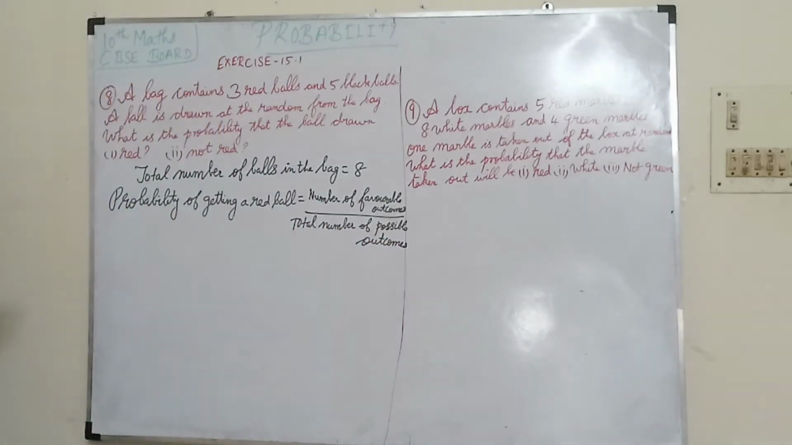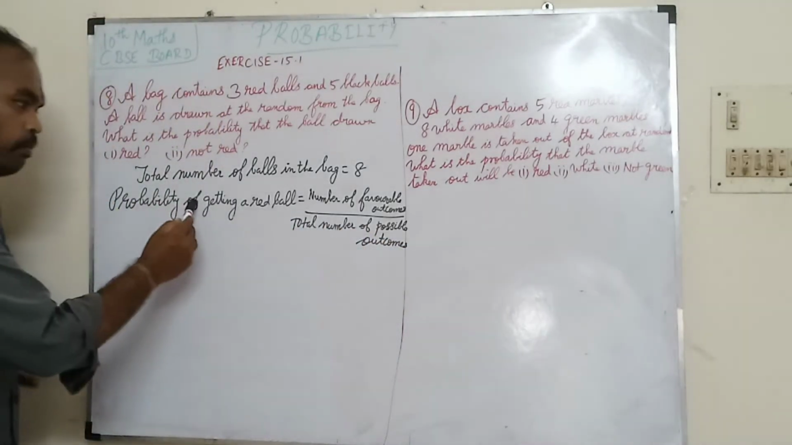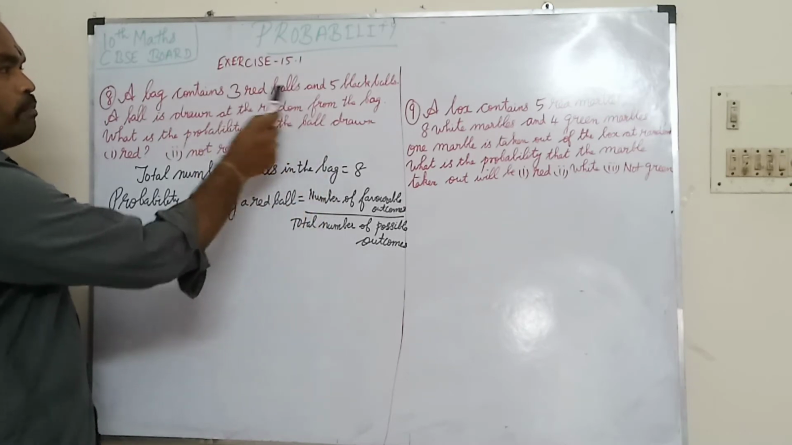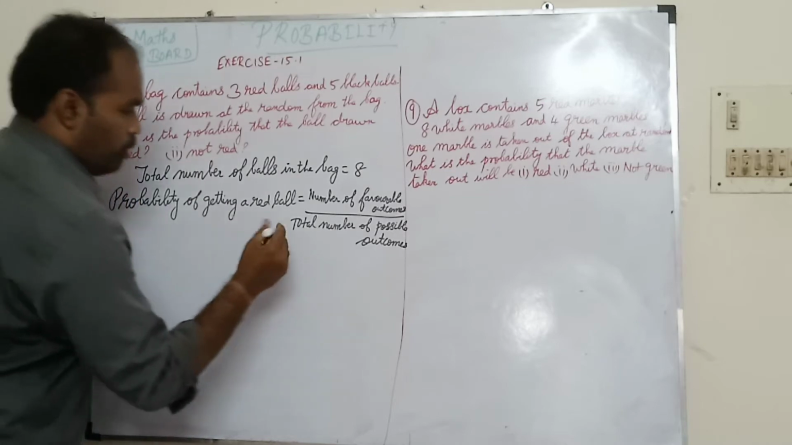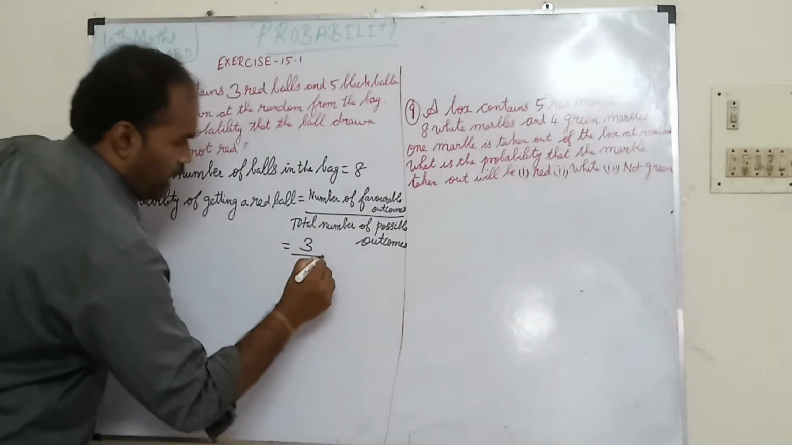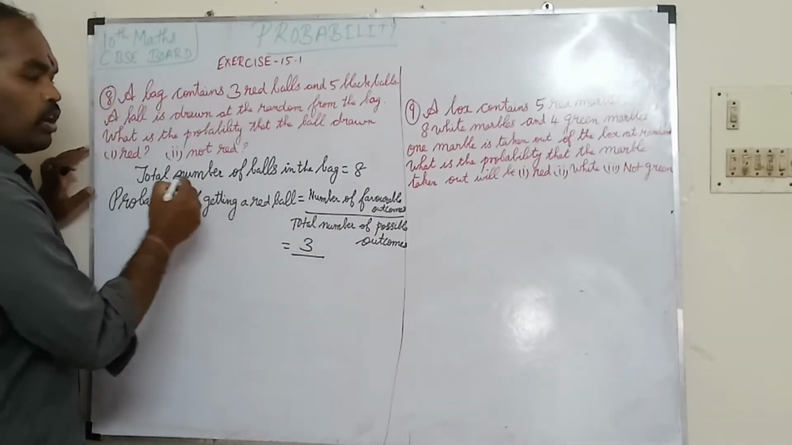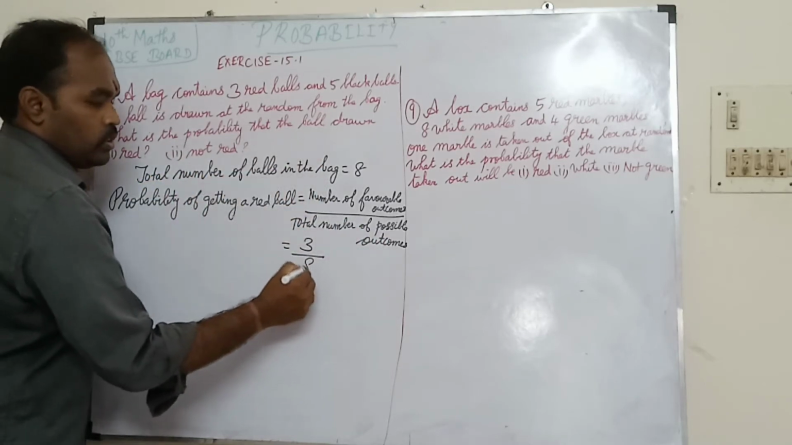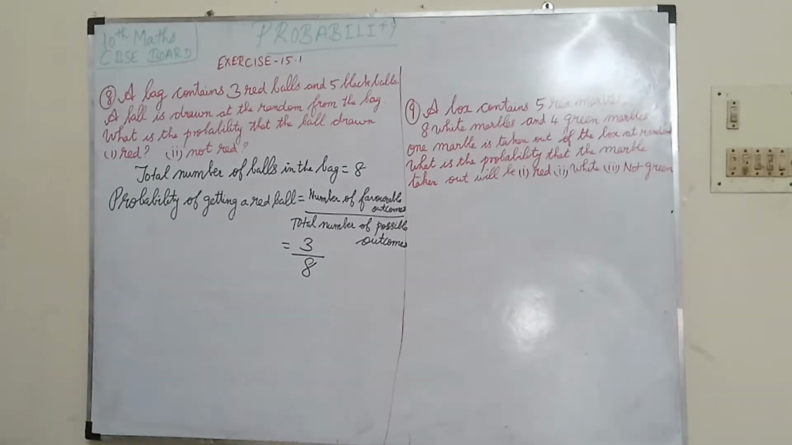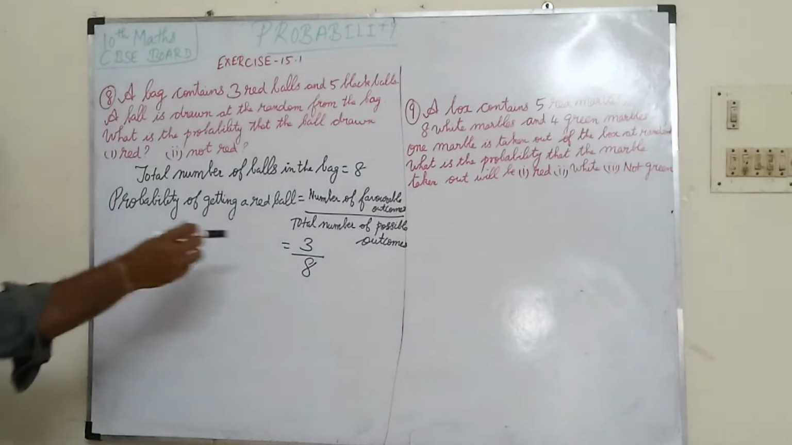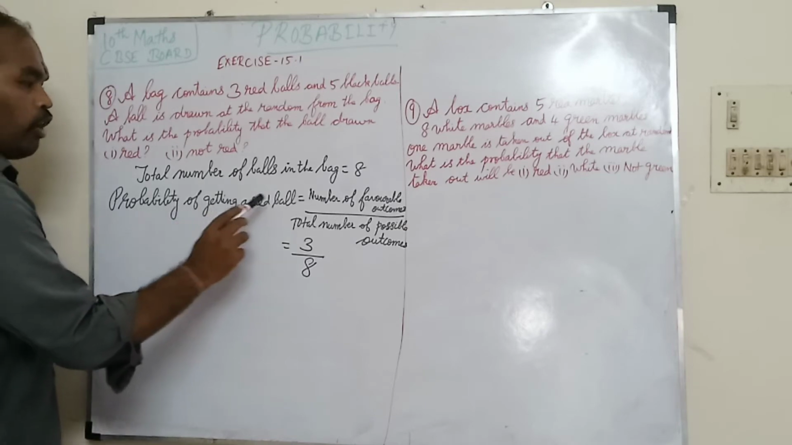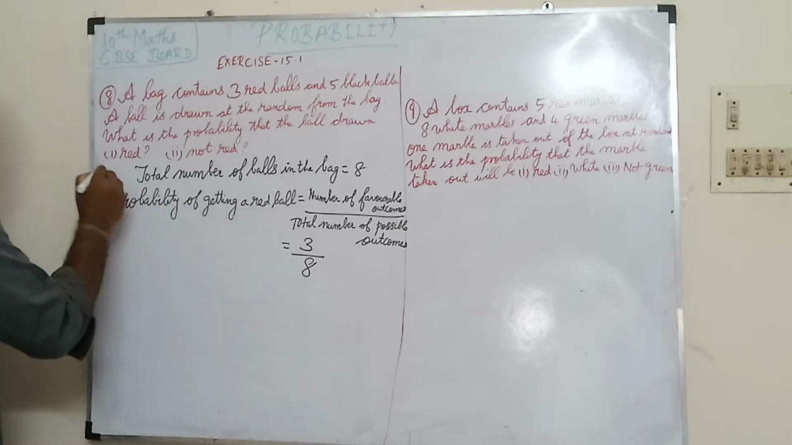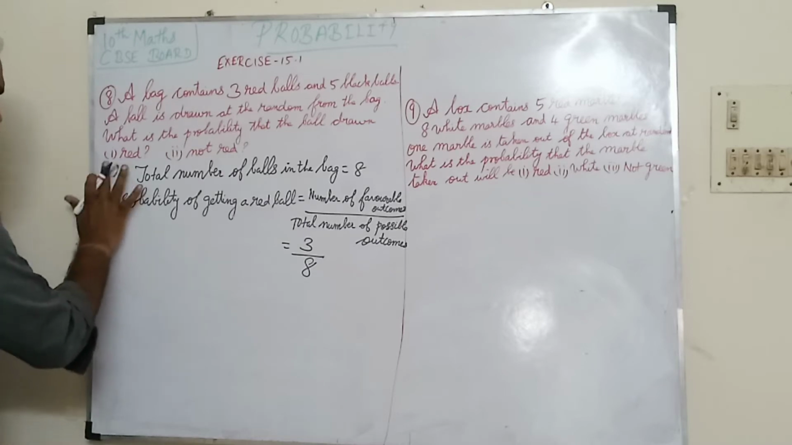So now we are going to find out the probability of getting a red ball. For the red ball, how many red balls have they given? 3 red balls, by total number of possible outcomes. The total number of possible outcomes means the total number of balls in the bag. So that is 8. So the probability of getting a red ball is 3 by 8. This is the first option.